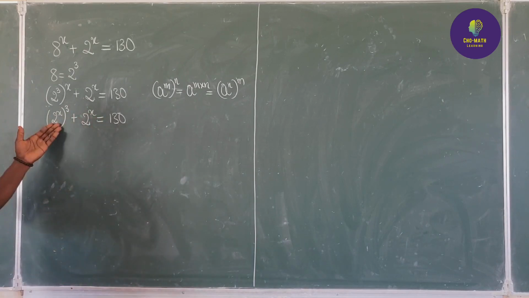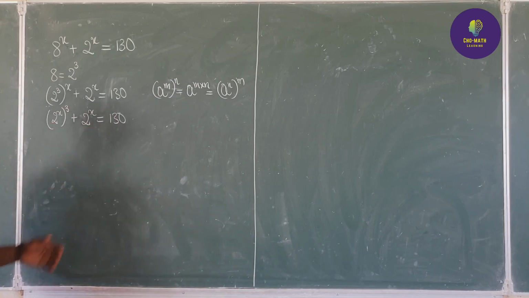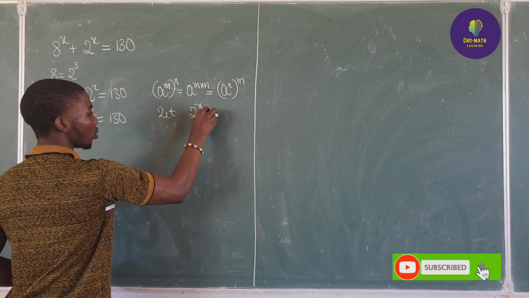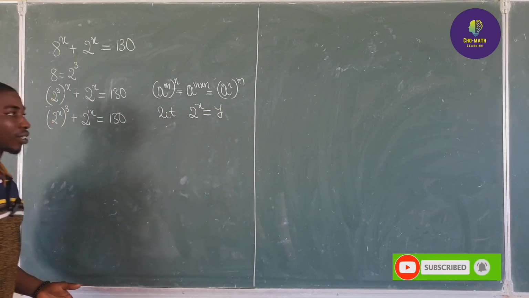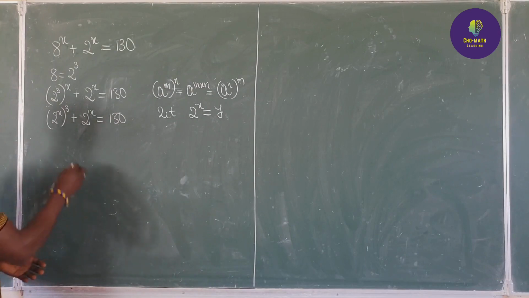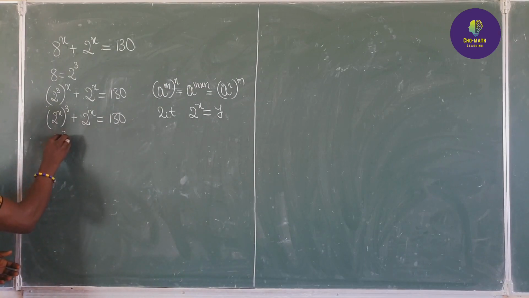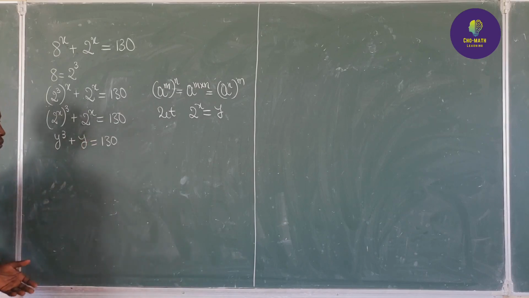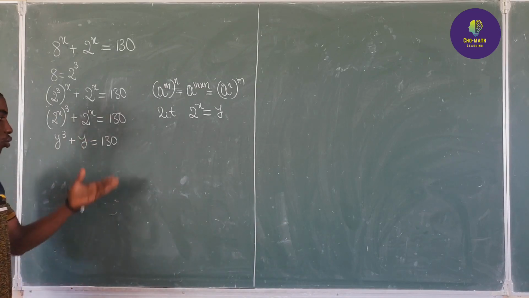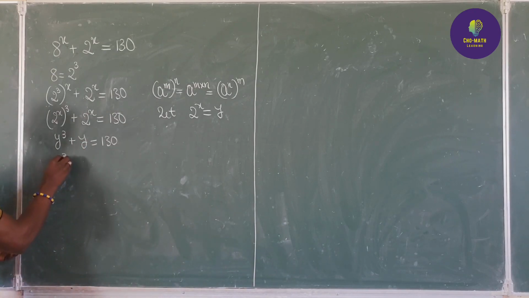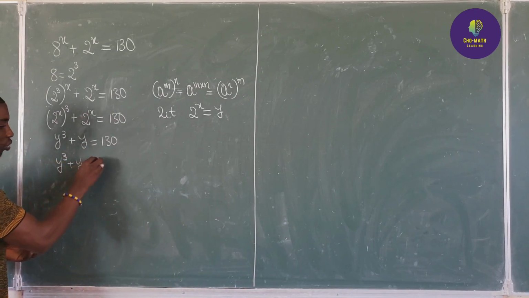Yeah, we have 2 to the power x and 2 to the power x, so we can let our 2 to the power x be equal to y, and I will take this inside the equation. So our new equation will be of the form y cubed plus y is equal to 130. Now I'm going to take this 130 to the other side, so I have y cubed plus y minus 130 is equal to 0.